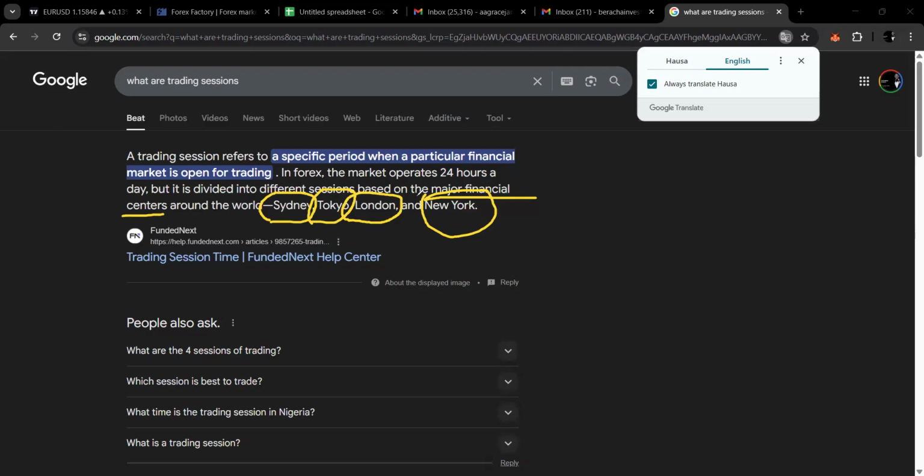Now there is one also that is not necessarily being highlighted, and that one is called the Frankfurt session. So Frankfurt is between Tokyo and London. That's where you have the CHF, Switzerland, and that's where you have Germany. Okay, so now these are the sessions that you will consider, but the Frankfurt session can actually be merged with the London session. Do you get it?